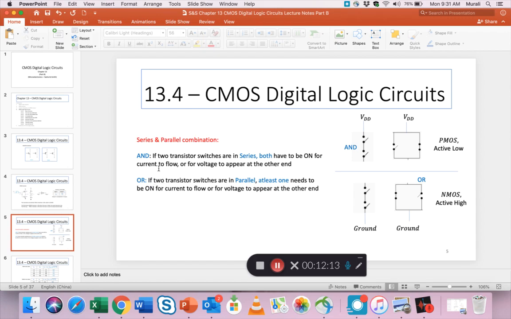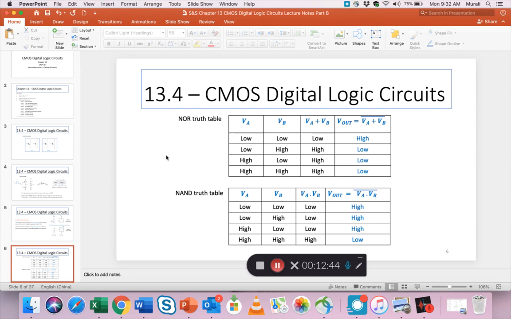What is an OR then? If two transistor switches are in parallel, like here or here, at least one switch needs to be on for the current to flow or for the voltage to appear at the other end, right? I'm sure this is also not very new, but I thought I would refresh your memory about why series means AND function and parallel means OR function. Okay? All right. Now we are moving on to something really exciting, and this is the logic table.